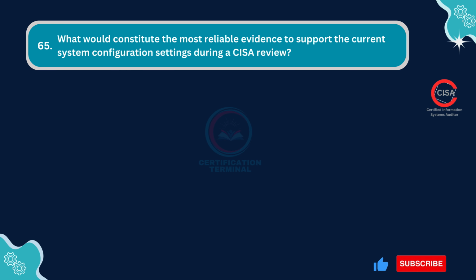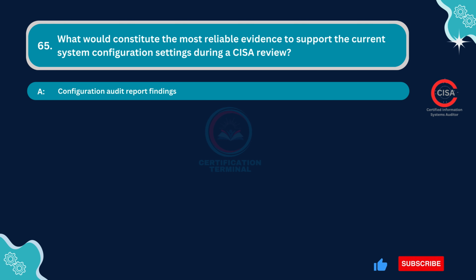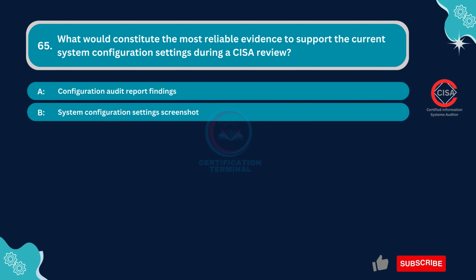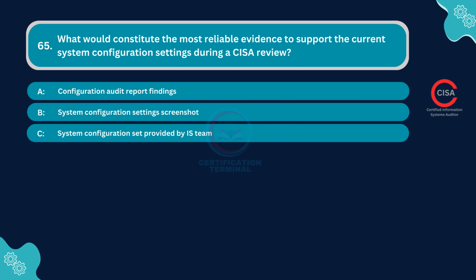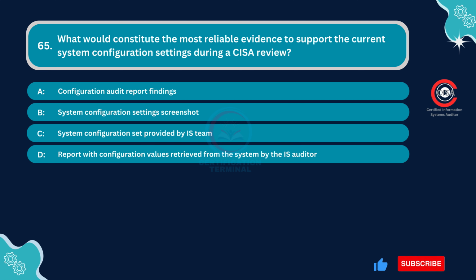Question number 65. What would constitute the most reliable evidence to support the current system configuration settings during a CISA review? Option A. Configuration audit report findings. Option B. System configuration settings screenshot. Option C. System configuration set provided by IS team. Option D. Report with configuration values retrieved from the system by the IS auditor.